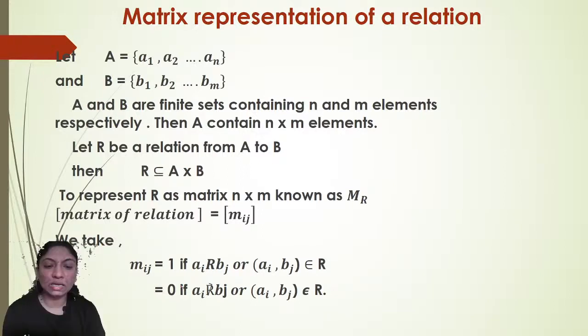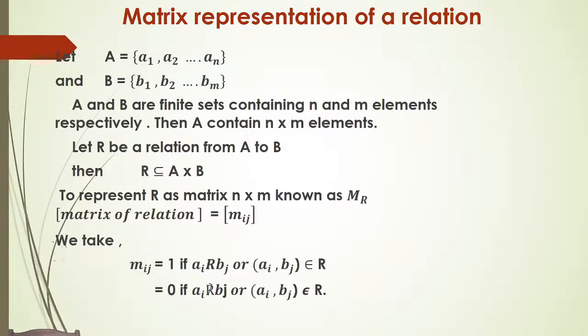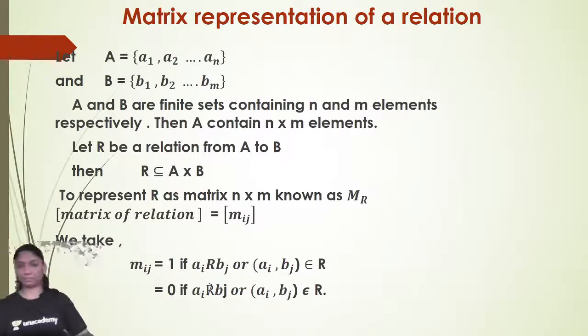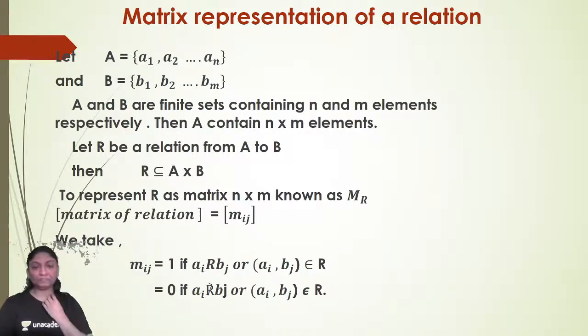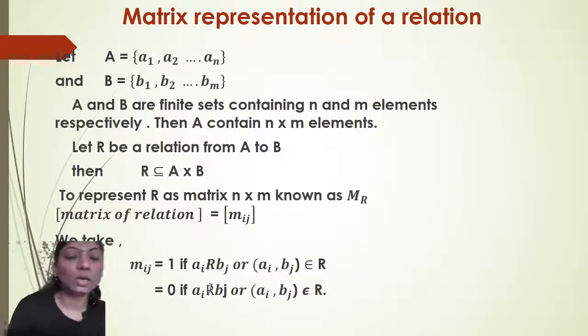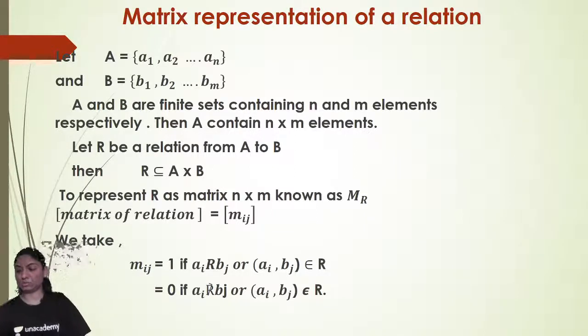Next, MIJ is equal to 0 if AI is not related to BJ, or AI BJ does not belong to R. So MIJ is equal to 1 if AI is related to BJ, or AI BJ belongs to R, and MIJ is equal to 0 if AI is not related to BJ, or AI BJ does not belong to R. Right?